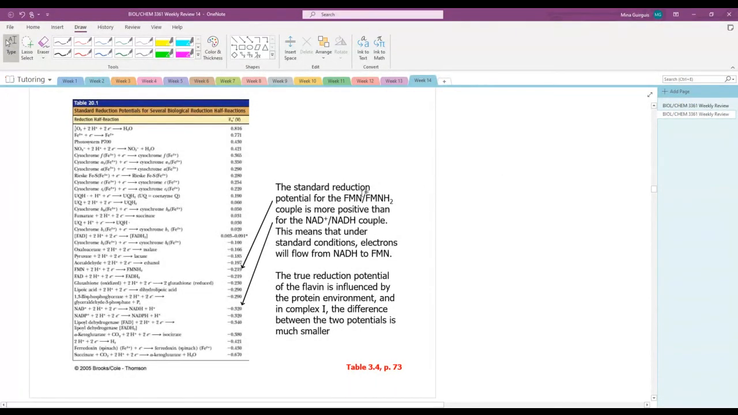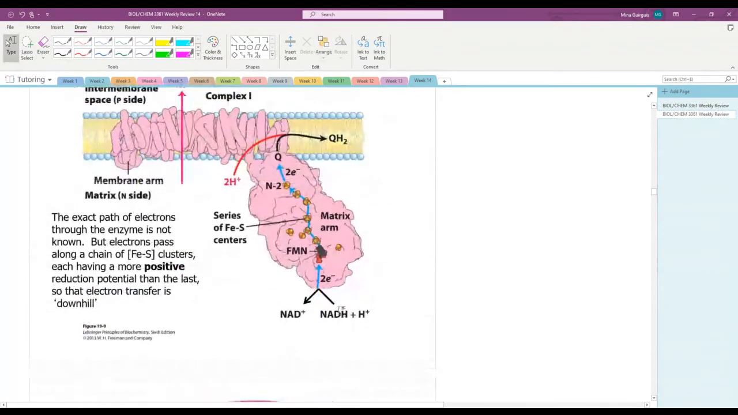We talk a bit about the energy behind it, and all it's telling you is the standard reduction potential of FMN is more positive. In other words, it's more likely to be reduced. In other words, the reduction can occur and electrons will flow from NADH to FMN. The true reduction potential is affected by the environment, and so it's not quite as spontaneous as it seems here.